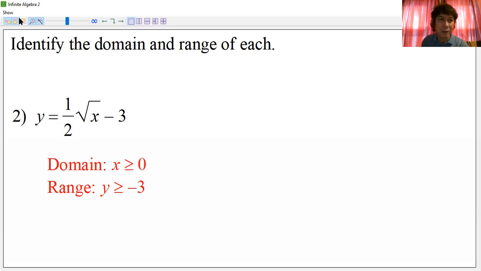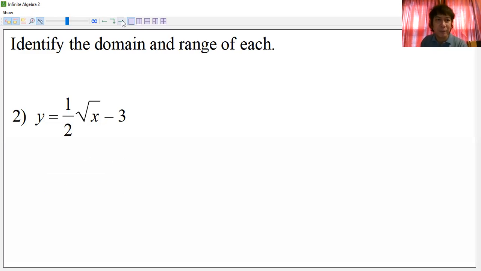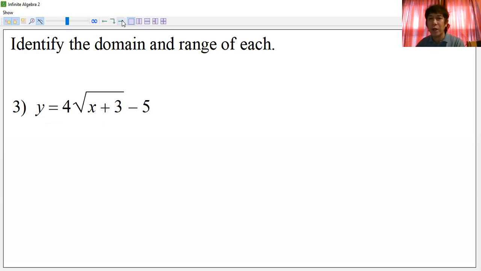All right, let's have the next example, number 3. We're asked to get the domain and range. Let's see the restrictions. Let's copy the given problem. This is y is equal to 4 times the square root of x plus 3, minus 5. And we're going to have the solution on paper.